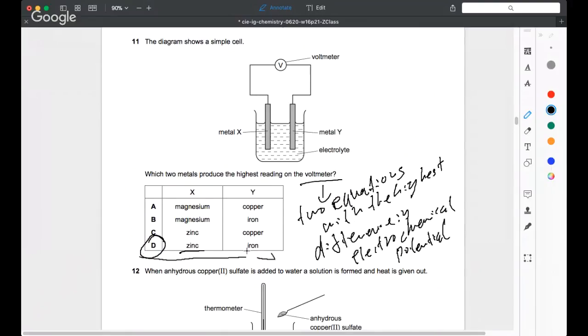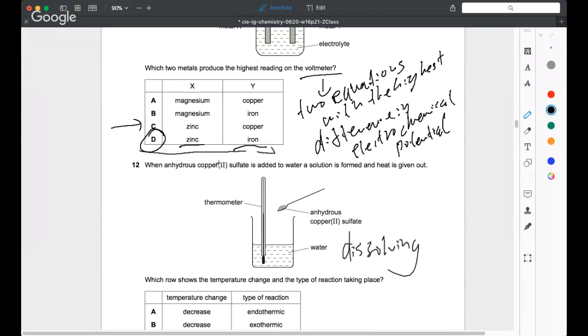So zinc and iron will have two half equations, which have a difference of the highest chemical potential of all those. So they will give you the highest voltmeter reading.